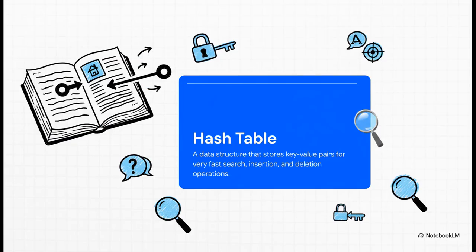So what is this thing really? At its heart, a hash table is just a collection of key-value pairs. The best way to think about it is like a dictionary. You've got a word, that's your key, and you have its definition, that's the value. A hash table is just a super optimized way to find that definition instantly just by knowing the word.